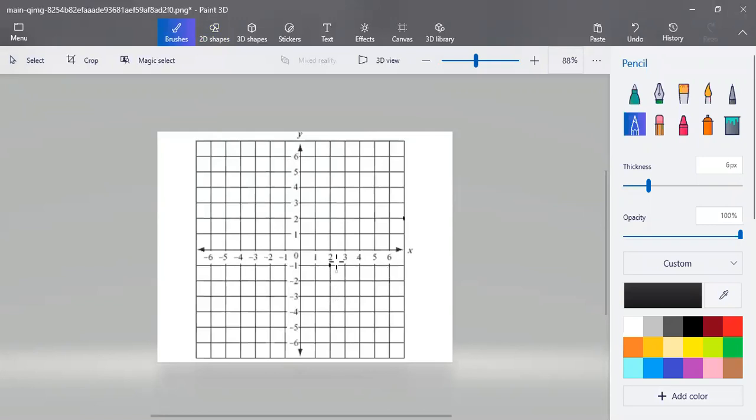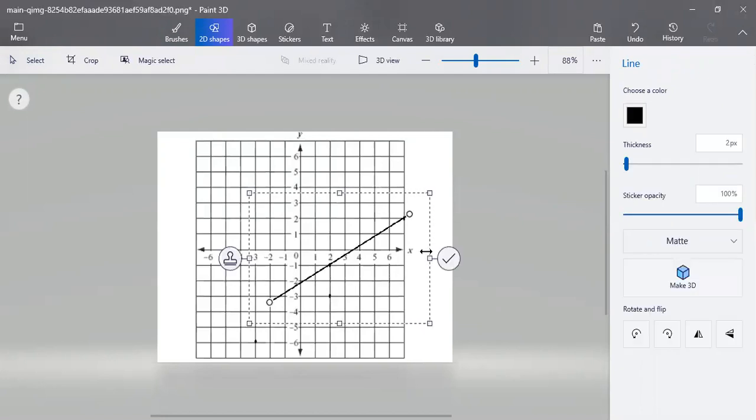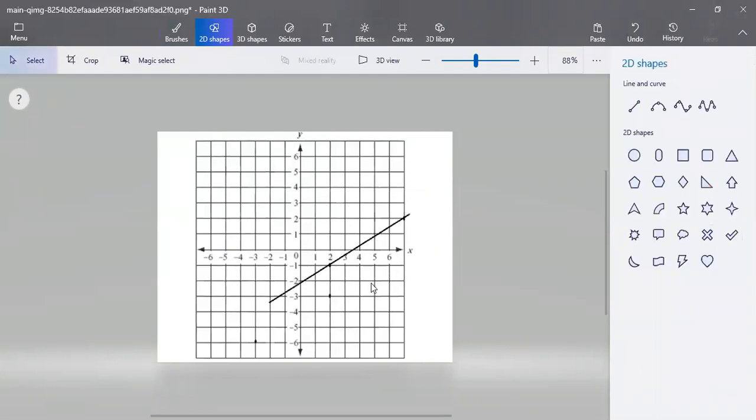C is 2 and -3. So 2 and -3 is here. And then D is -3 and -6. -3 and -6. So let's join these points and check whether the answer which we got as parallel is correct or not. So this is one of the line, right? And this is line AB.